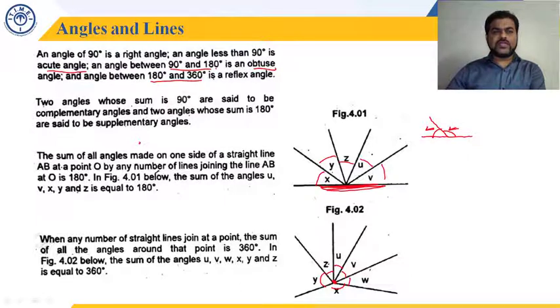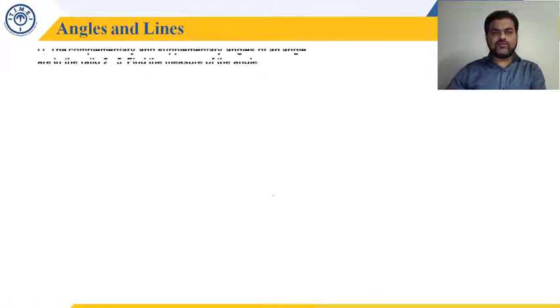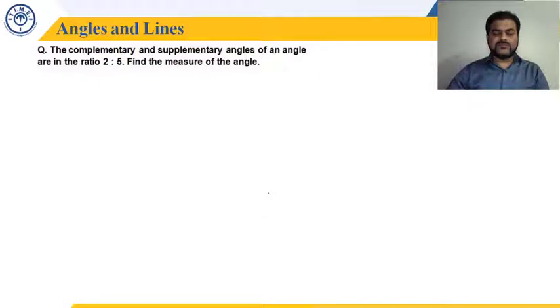Let's quickly look at an example related to complementary and supplementary angles. So let's say this is a question as an example. The complementary and supplementary angles of an angle are in the ratio 2:5. Find the measure of that angle. Okay. So let us say the required angle is x.